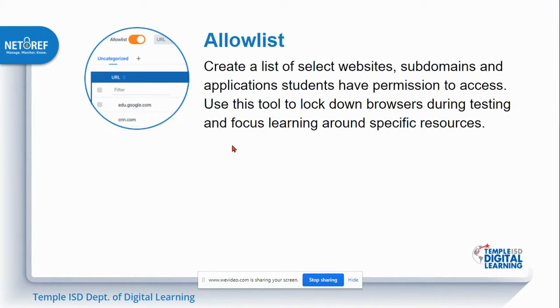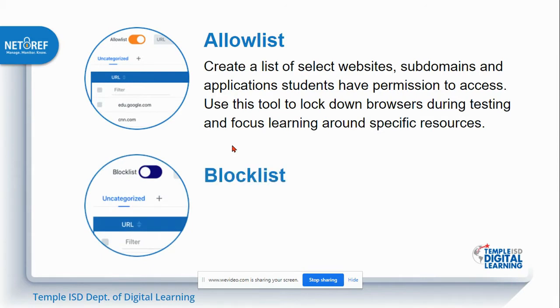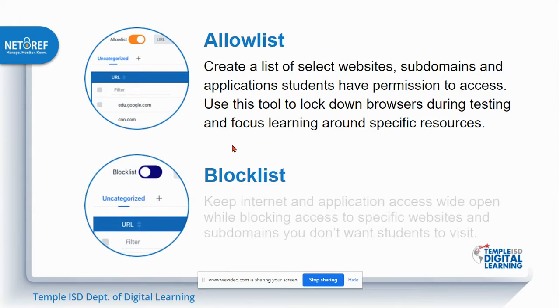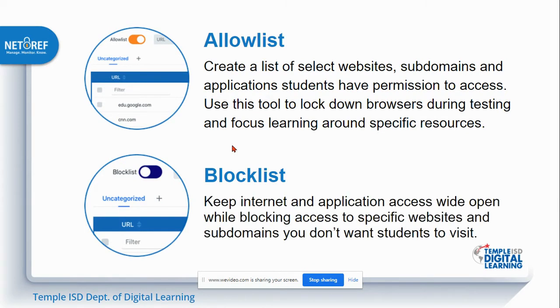Now you can create an allow list. This says, okay, you're able to go to these sites. You can also create a block list saying, hey, I keep seeing you go to this Spotify, for example. I'm just going to block it. And that way it's not available.